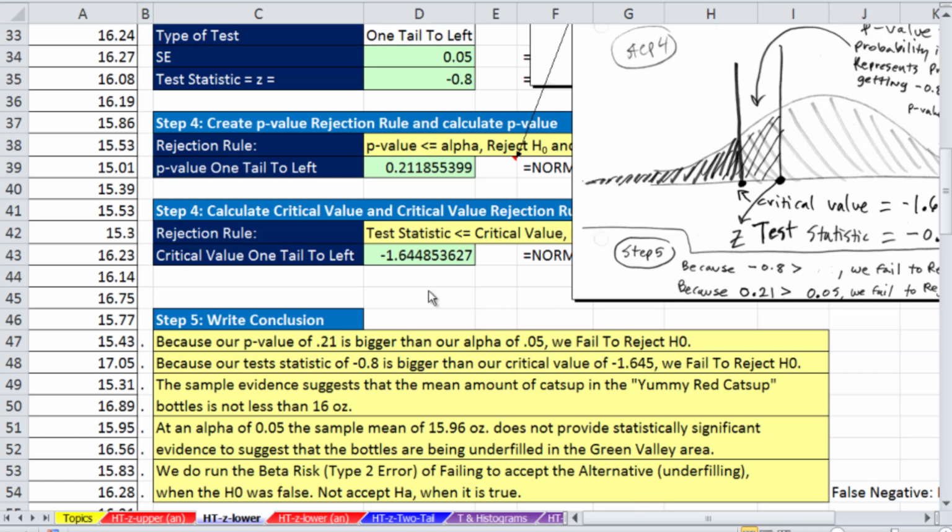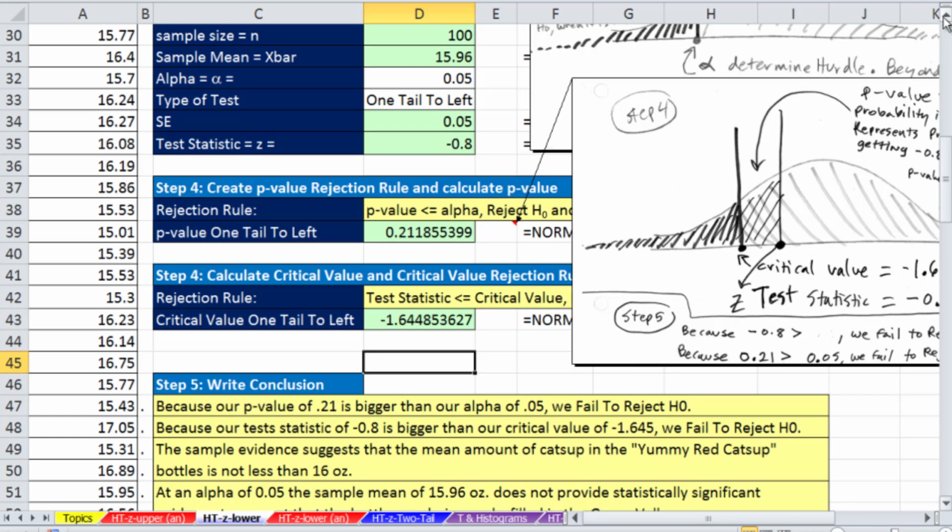All right, that's our second example for hypothesis testing. Sigma known, and we did a one tail on the left. When we come back, we'll do sigma known, two tail.